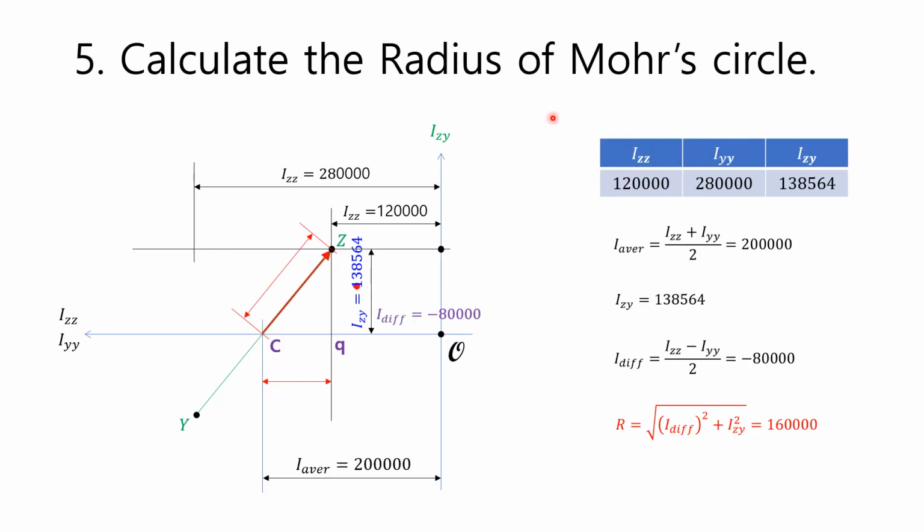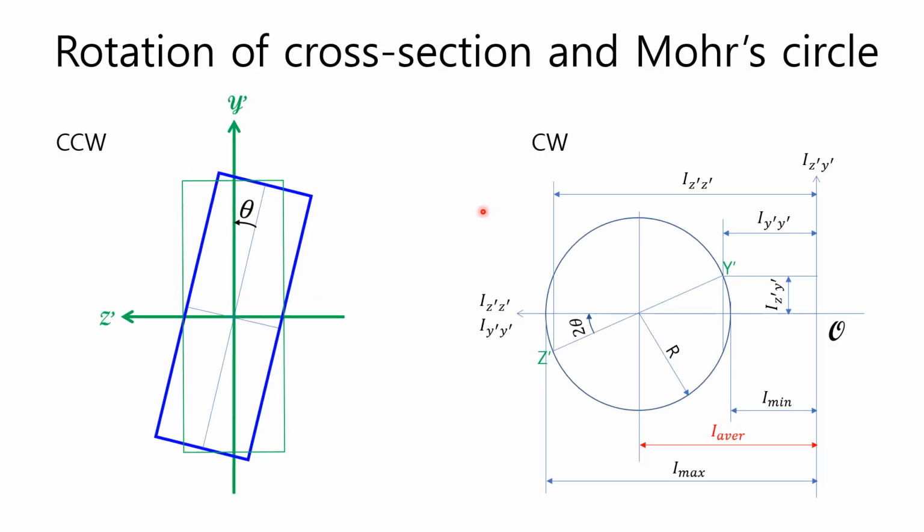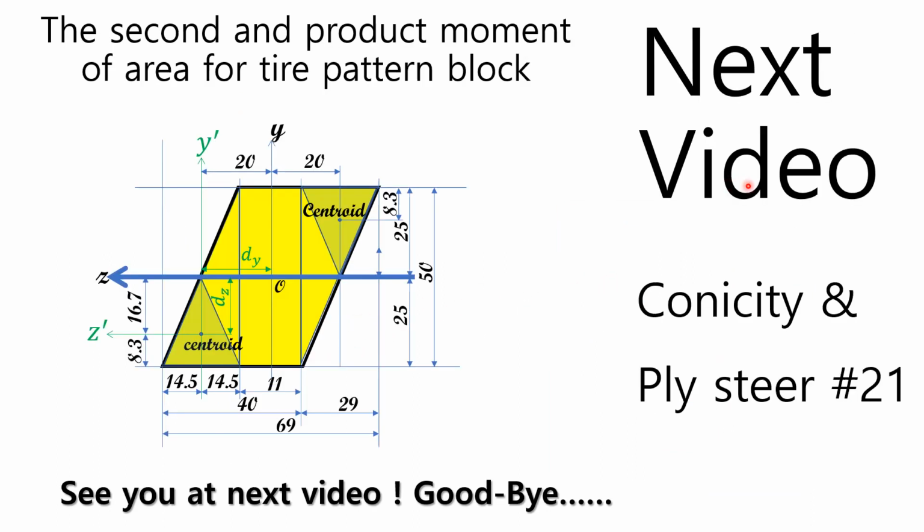If you watch the previous videos, you can easily understand the upcoming videos. In the previous video, E46, I explained how to draw the Mohr circle step by step. Recently, I explained the arbitrary rotation of coordinate system or cross-section. Next video will be Fly Steer Part 21, Moment of Area Part 10. I will explain how to calculate the second and the product moment of area and how to draw the Mohr circle for the real tire parabola.